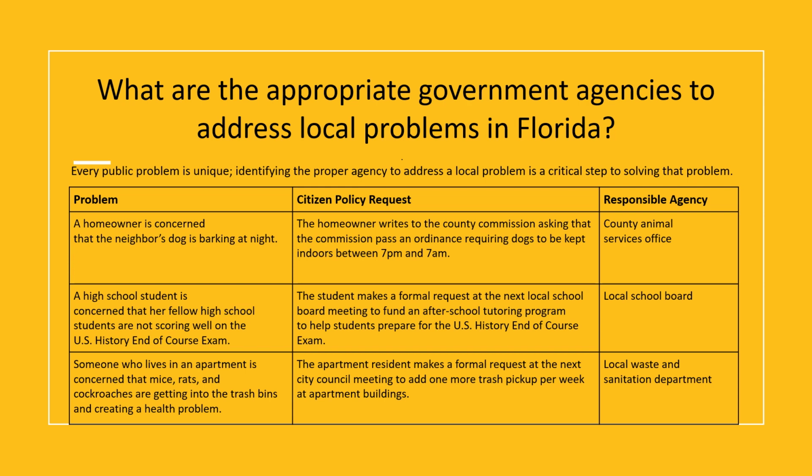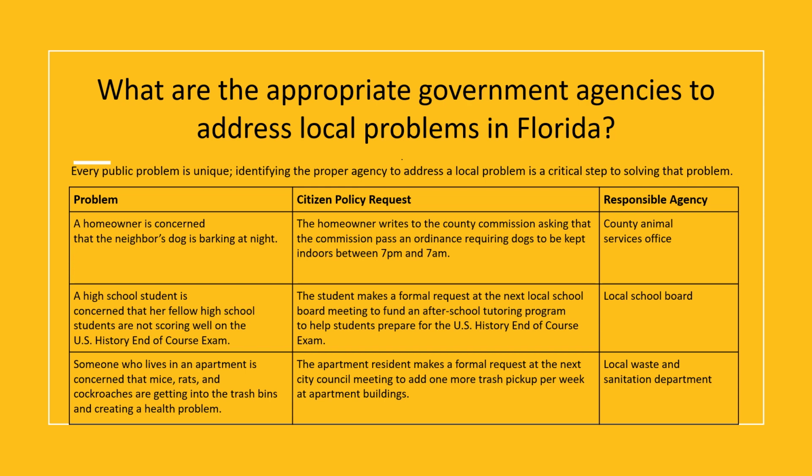That means that they have trouble sleeping, they have trouble enjoying the time that they spend with their family. And so that homeowner writes to the county commission asking that the commission pass an ordinance requiring dogs to be kept indoors between 7 p.m. and 7 a.m. So that means that if the dog's going to bark at night, then only the dog's owners would be bothered by it. The responsible agency would be the County Animal Services Office.